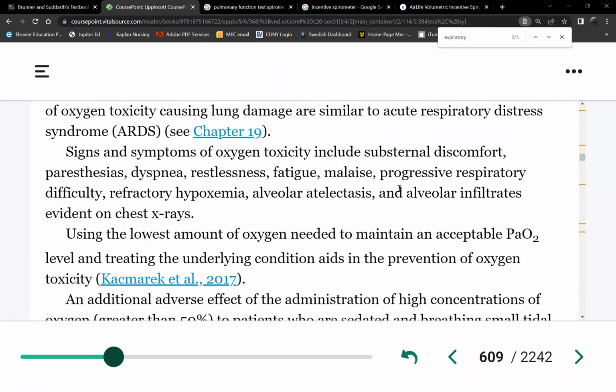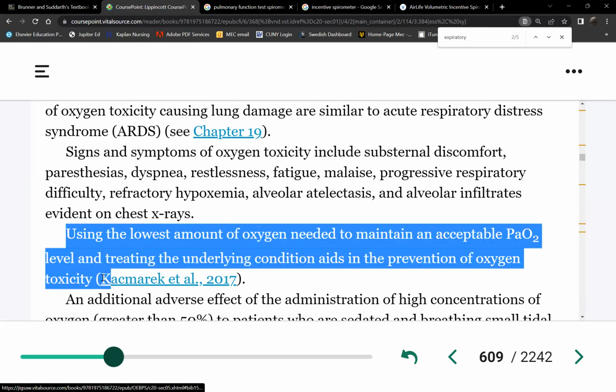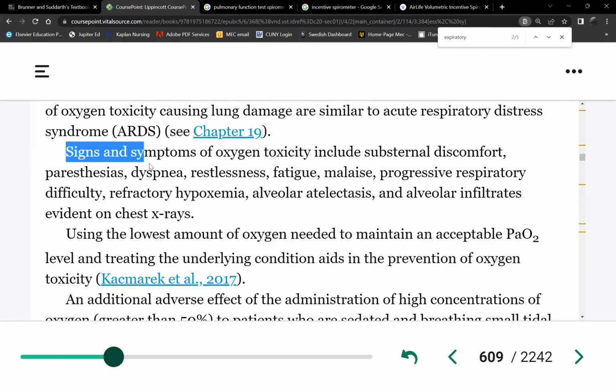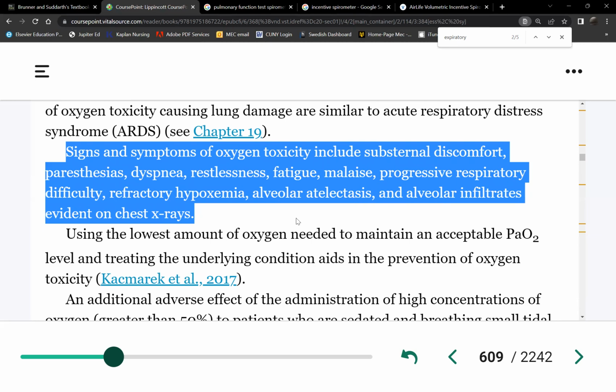So how much oxygen? Let's say the example I gave earlier, you had to use a non-rebreather to achieve 92% on a COPD patient. Do we leave them at the non-rebreather? No, because that is not following the lowest amount. They may have needed the non-rebreather at that moment. Doesn't mean they're going to need it forever. Are we clear? Okay. So if the patient's symptoms are better, then you titrate down. Remember, what will happen if you give them too much oxygen? Toxicity.